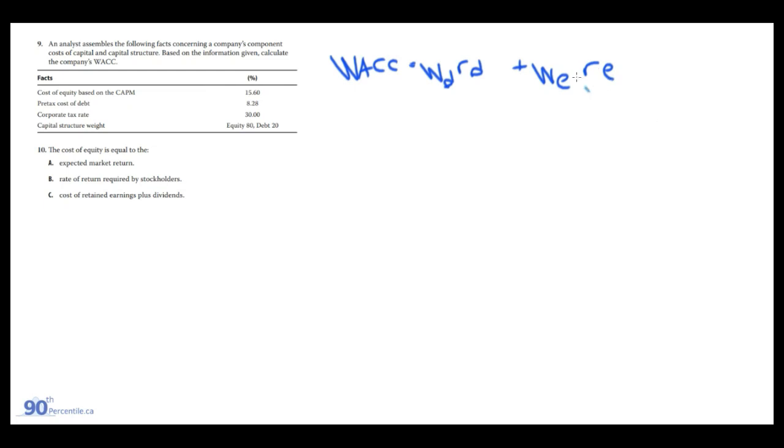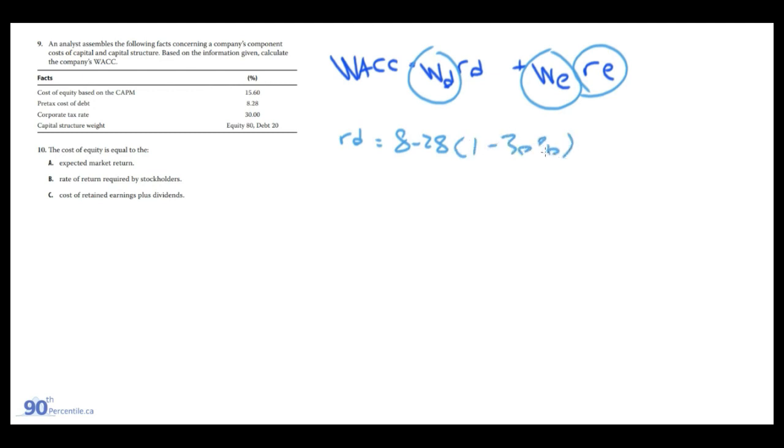So what do we have? We have this, we have this, and we have this. We have the pre-tax cost of debt, but we need the after-tax cost of debt, right? So we can find that here. The cost of debt is going to be the 8.28 times 1 minus the tax rate, which is 30%. And if we do that, we get 5.796.